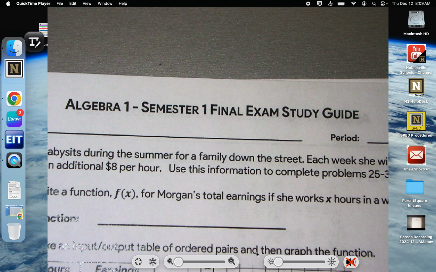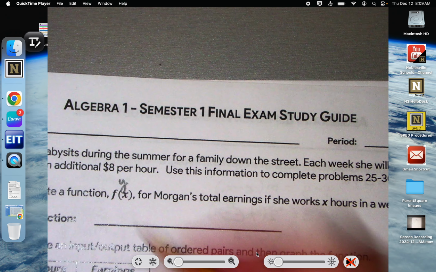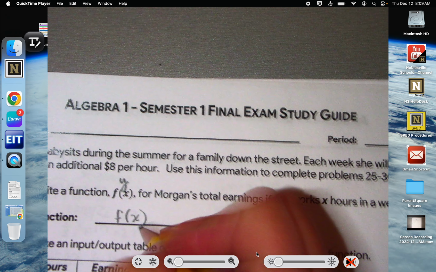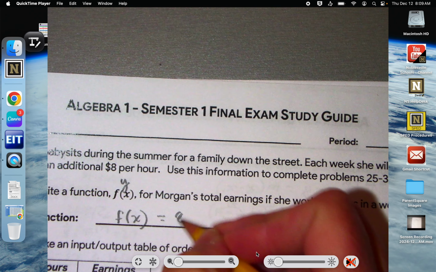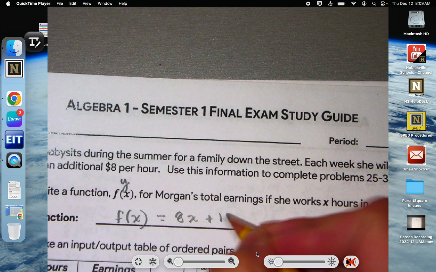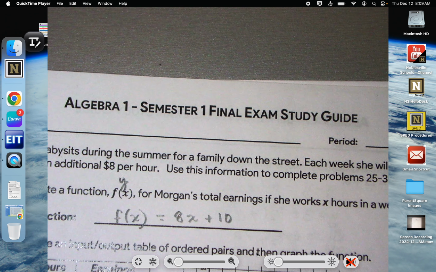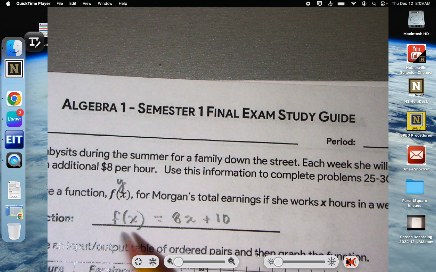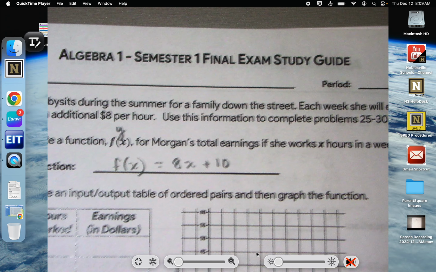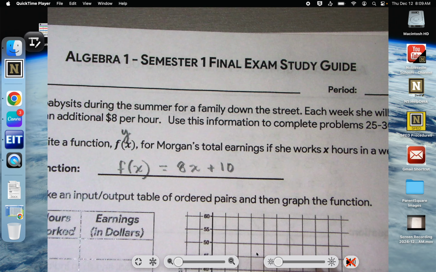Okay, so our function, remember this is just like saying y. So the function of x equals 8x plus that $10, just for being their employee, just for being their babysitter. Remember this is just like saying y equals, so don't let that confuse you. It's just a fancy way of saying y. So let's go ahead and make an input-output table.